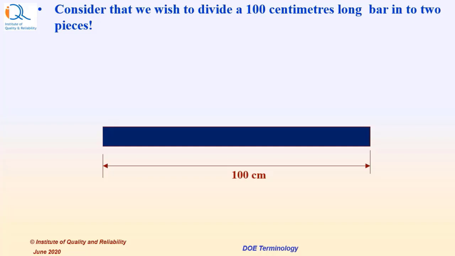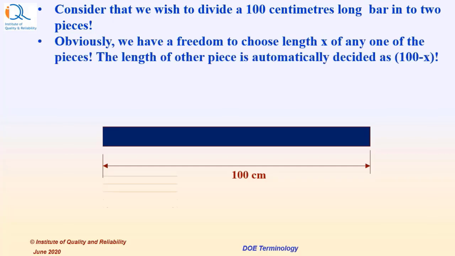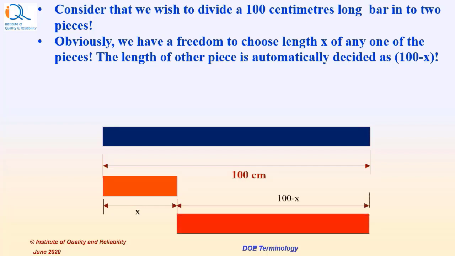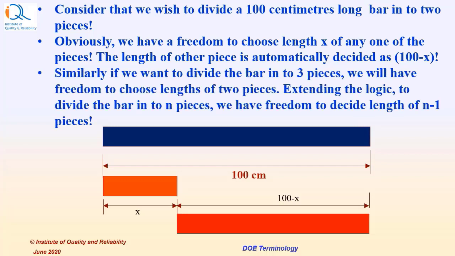Consider that we wish to divide a 100 centimeter long bar into 2 pieces. Obviously, we have a freedom to choose length x of any one of the pieces. The length of the other piece is automatically decided at 100 minus x. Similarly, if we want to divide the bar into 3 pieces, we will have freedom to choose lengths of 2 pieces. Extending the logic to divide the bar into n number of pieces, we will have freedom to decide length of n minus 1 number of pieces, and that is the degrees of freedom for n data points.